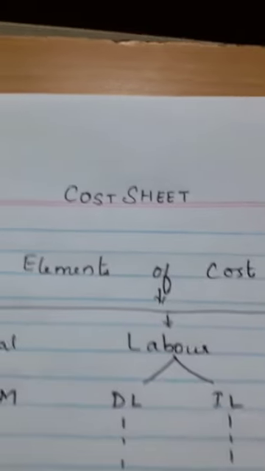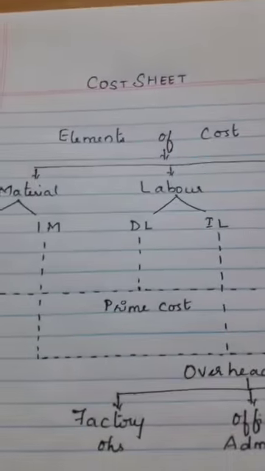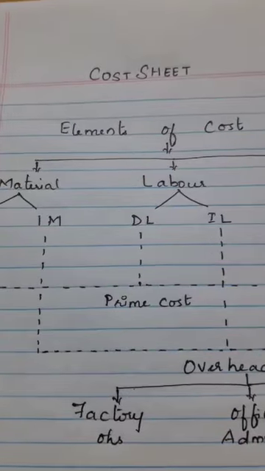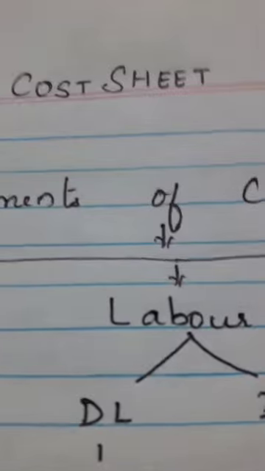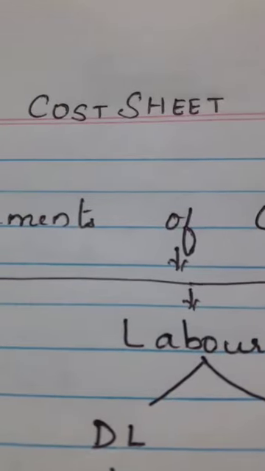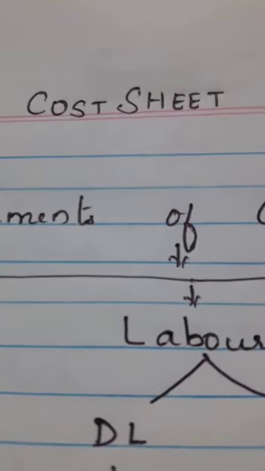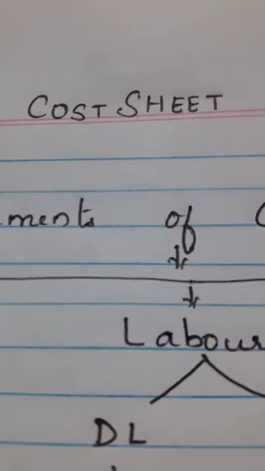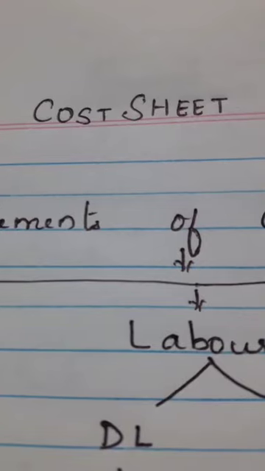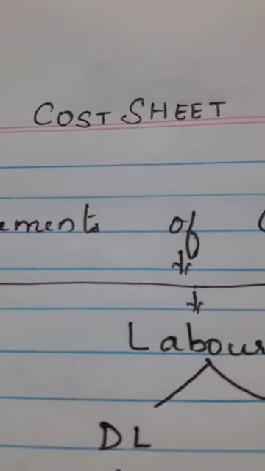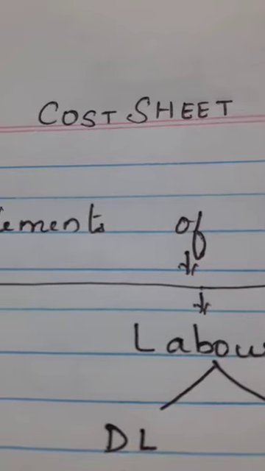Cost sheet. Today we are here to discuss cost sheet. So let us know what a cost sheet is. Cost sheet means the total cost incurred for production of a product under different heads in the form of a statement. This statement is called a cost sheet.